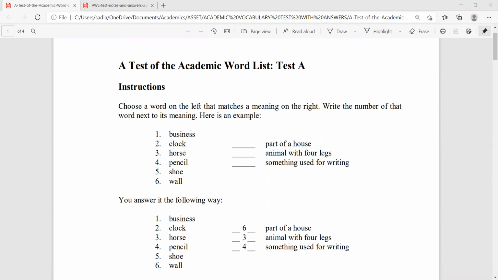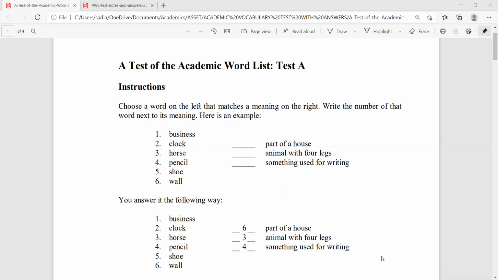Now, what we are expected to do is we look at the meaning, part of a house, and then we look at the words. Which word means part of a house? Most probably the word wall. So, what number is it? 6. So, we write 6 here. Next one, animal with four legs. Which word is an animal with four legs? Horse. What number is it? 3. So we write 3 over here. Next is something used for writing. What is it? It is a pencil. What number is it? 4. So we write 4 over here. This is how your answer will look like: 6, 4, 3.